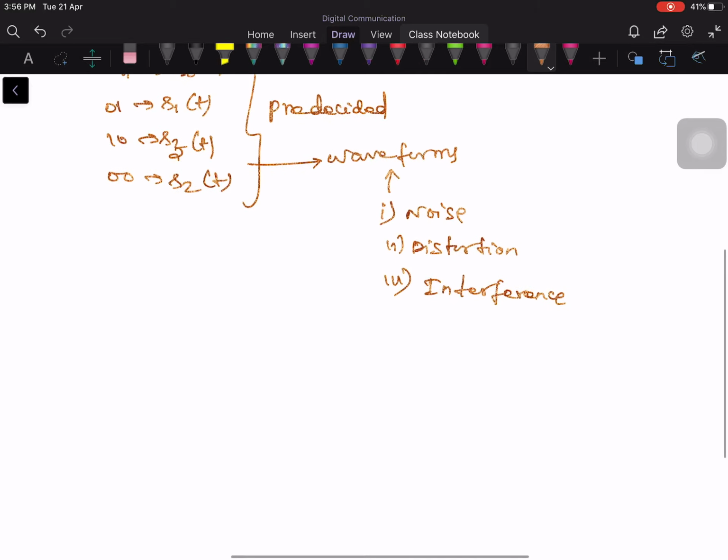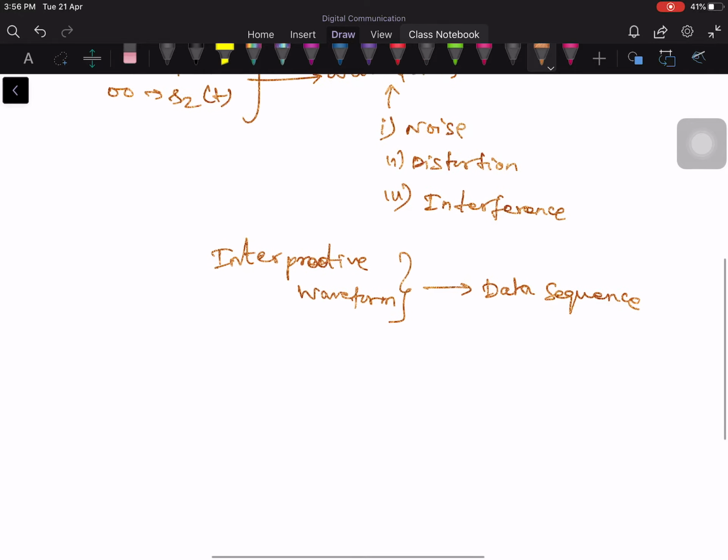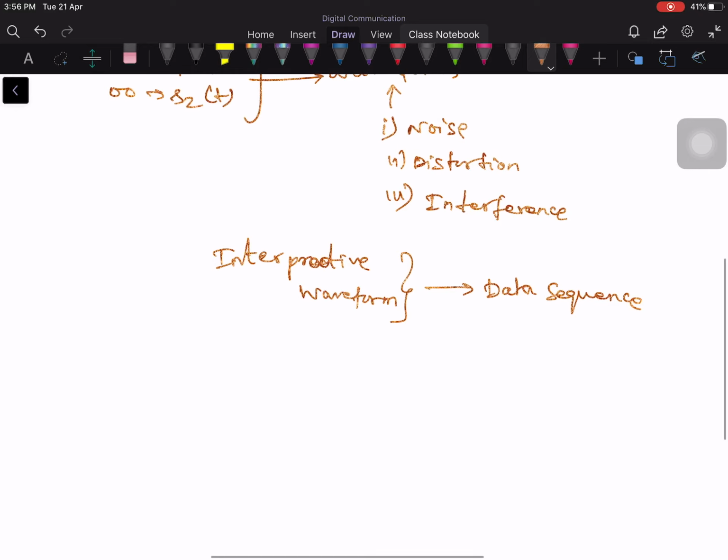Therefore you have interpretive waveforms, that is, the waveform is completely distorted by noise and you have to convert it to a data sequence. So this is the job of your demodulator. A sequence of binary bits, a data sequence, and this job is a relatively non-trivial process by the demodulator as compared to the job of the modulator.